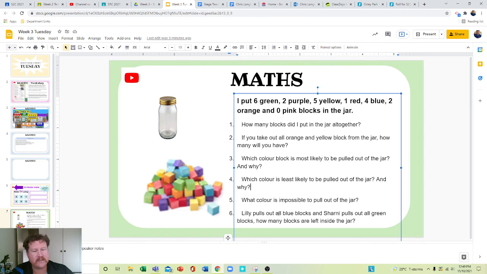Lily pulls out all the blue blocks, and Shani pulls out all of the green blocks. How many blocks are left inside the jar? Again, referring to this answer, you have to subtract the blue and the green. So you will be able to subtract and see what's there.